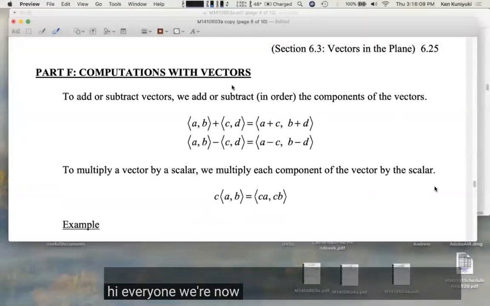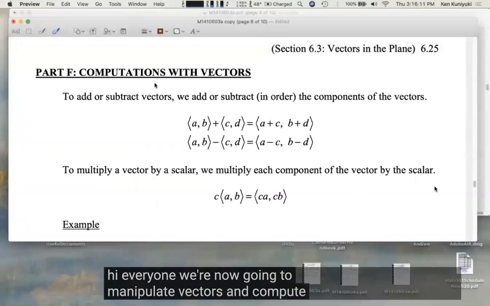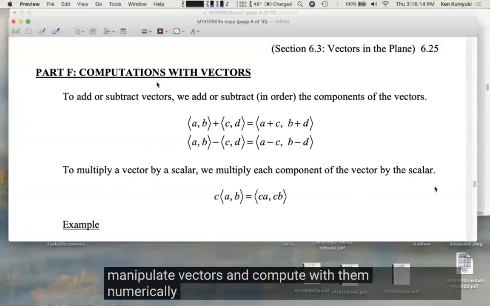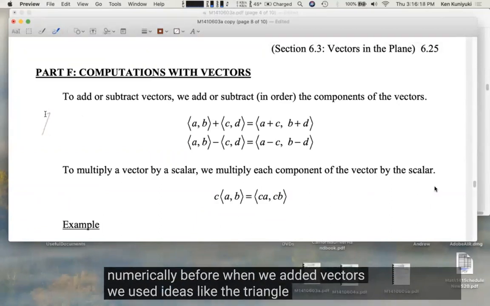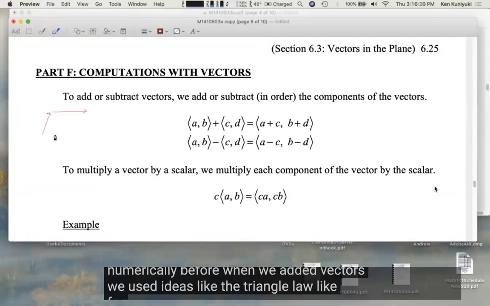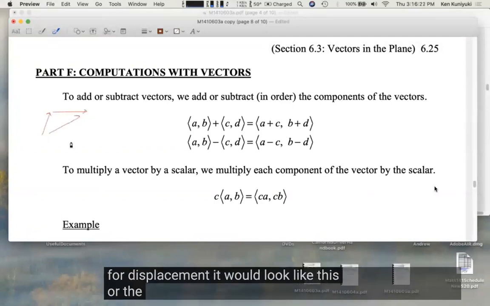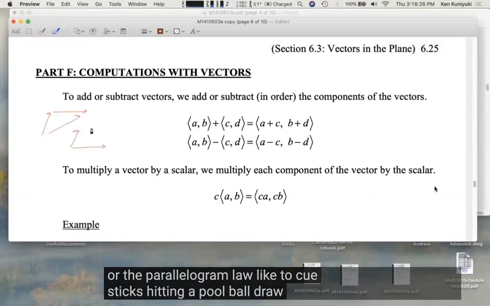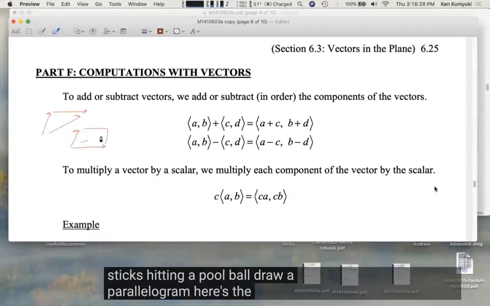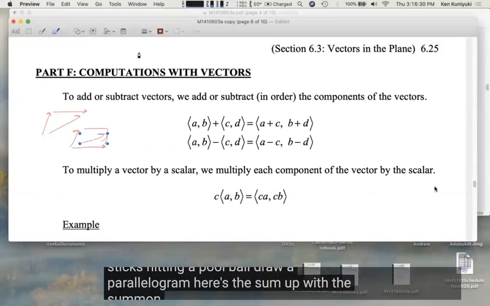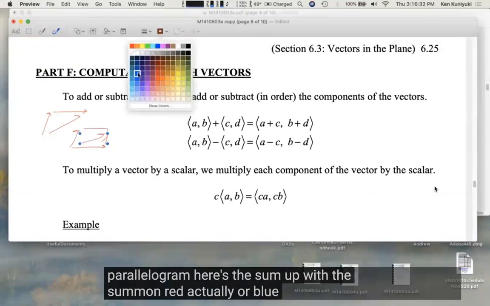Hi, everyone. We're now going to manipulate vectors and compute with them numerically. Before, when we added vectors, we used ideas like the triangle law, like for displacement, it would look like this, or the parallelogram law, like two cue sticks hitting a pool ball. Draw a parallelogram, here's the sum. I'll put the sum in red, actually, or blue.